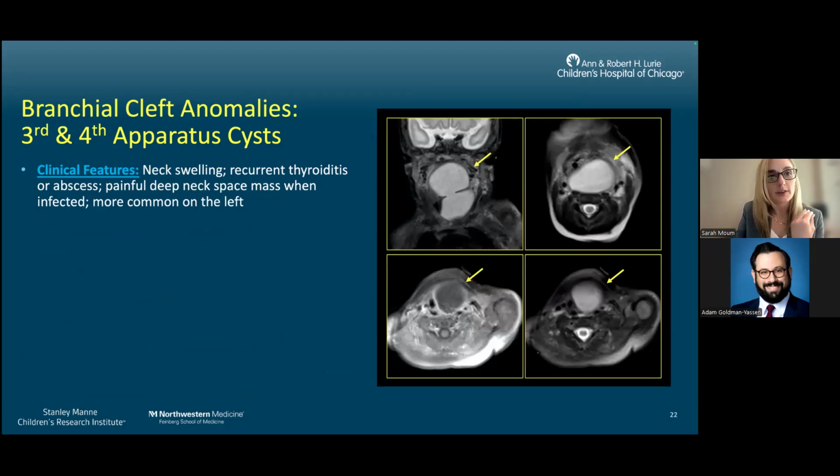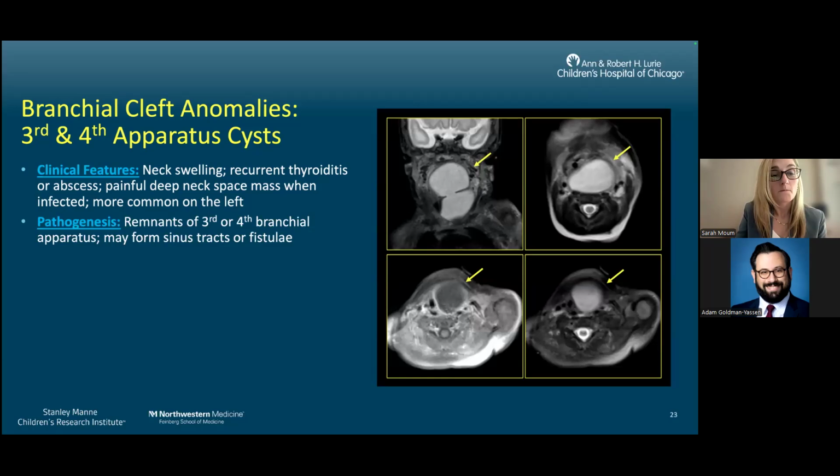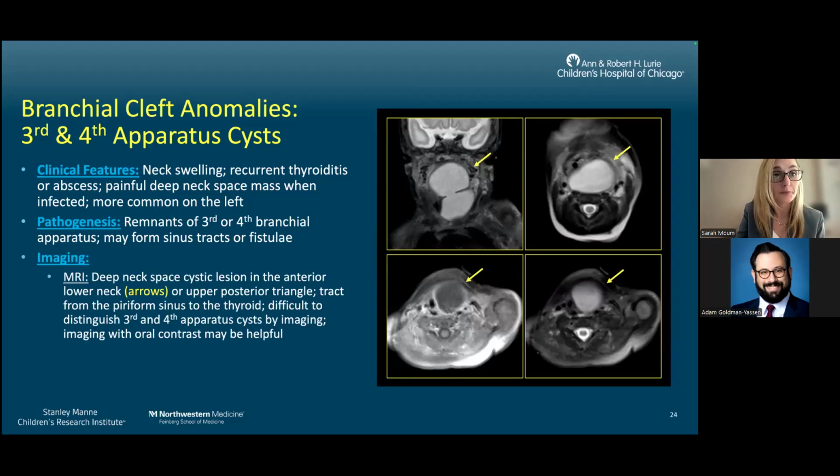These patients present with neck swelling, recurrent thyroiditis, an abscess associated with the thyroid gland. They can have painful deep neck space lesions if they're infected. And then in general, all comers, these lesions tend to be more common on the left. These lesions are remnants of the third and fourth branchial apparatuses. Patients can have sinus tracts and fistulae as well.